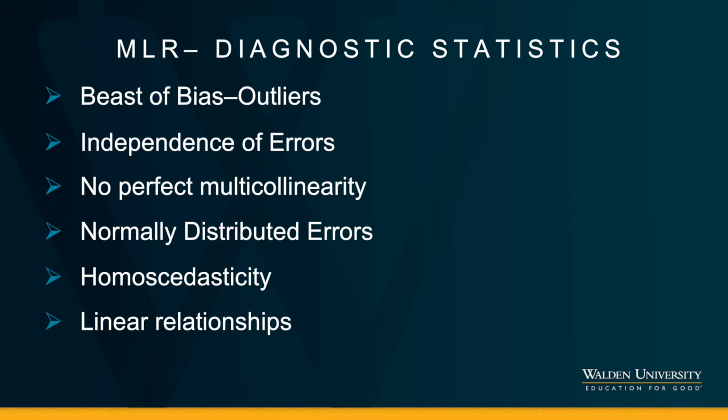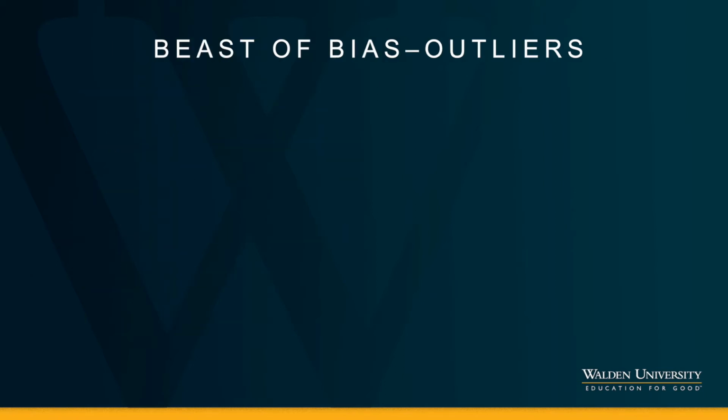Let's talk about the outliers, or as Field calls it, the beast of bias, and that is for a reason. It truly is a problem to have an outlier, and even one outlier can bias your model. It truly is that value that lies outside of the rest of the data. It's that score that is very different from the rest of the data.